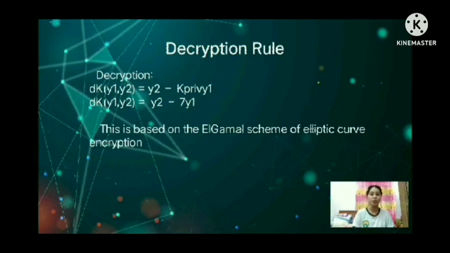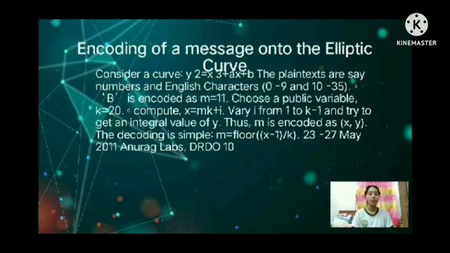key or password. Encoding of a message onto the elliptic curve. Consider a curve y^2 equals x^3 plus ax plus b. The plain text are, say, numbers and English characters: 0 to 9 and 10 to 35. B is encoded as m equals 11.